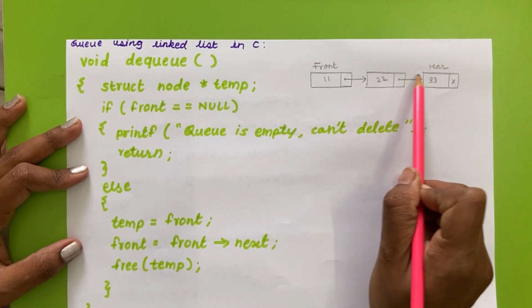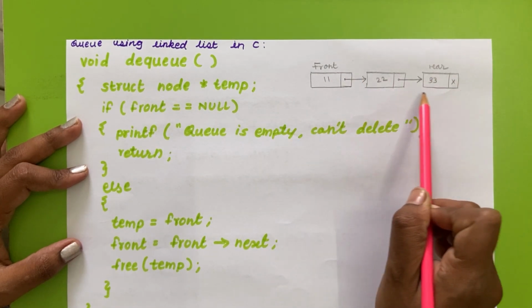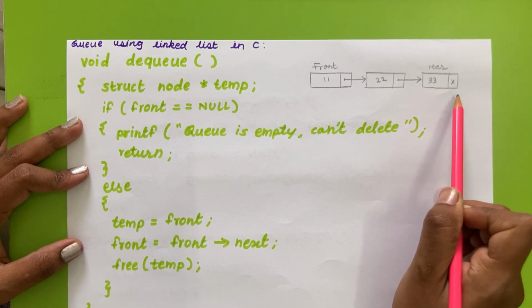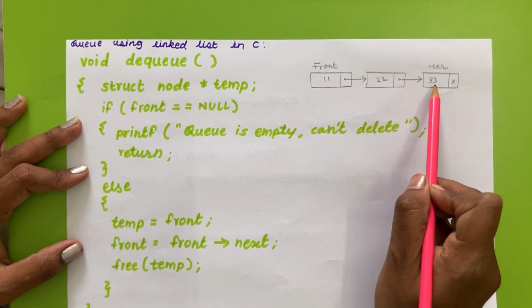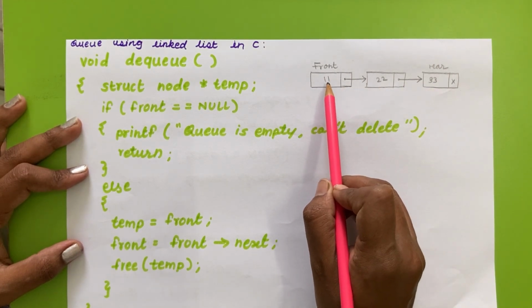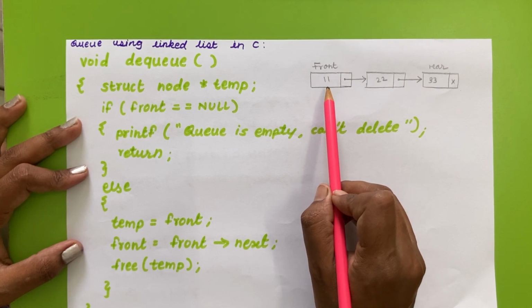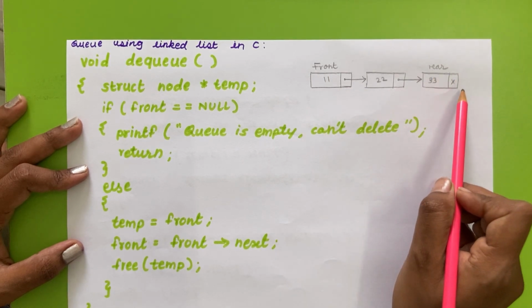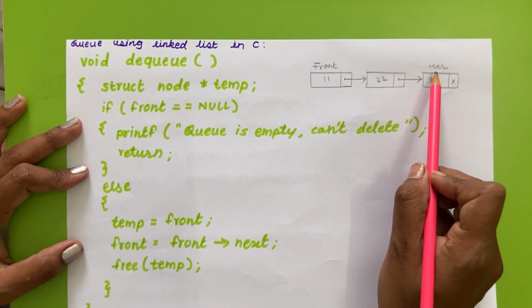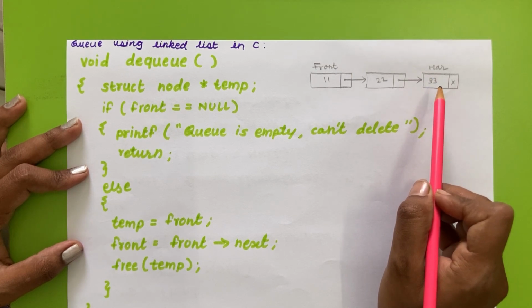So this is our current queue using a linked list, which contains 3 nodes. Front node is 11 because we have inserted the first element as 11 and the last we have inserted is 33. That's why the rear end contains element 33.